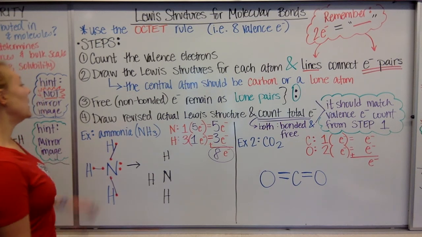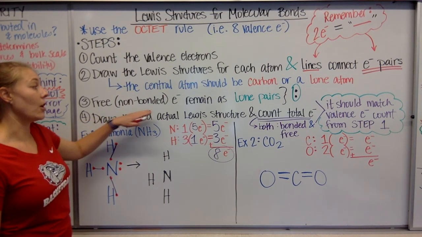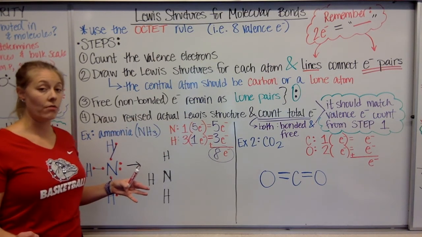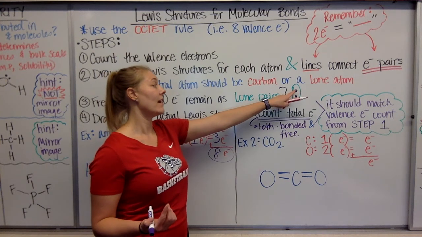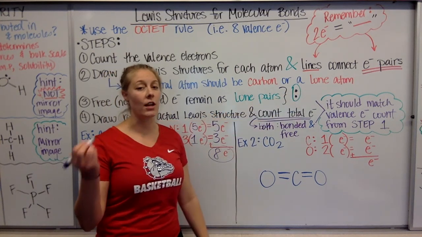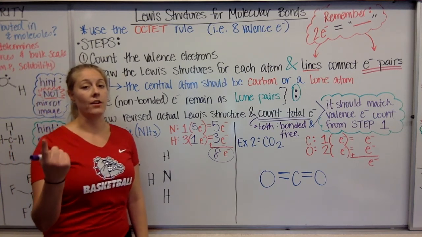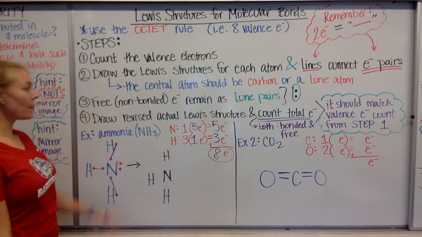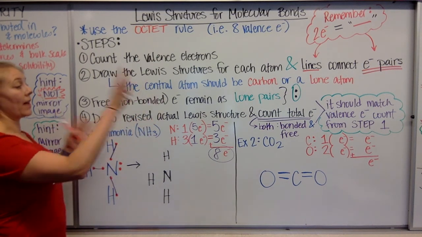Okay? Then we're going to take the free or non-bonded electrons to remain as lone pairs, if we need to, right? In this case, we might not actually need to. So we're going to draw those lone pairs as 2 electrons. You never draw just one, or we're not going to ever be drawing just 1 electron. We will draw electrons as pairs, okay? Let me go on to the next one, and then we'll see.